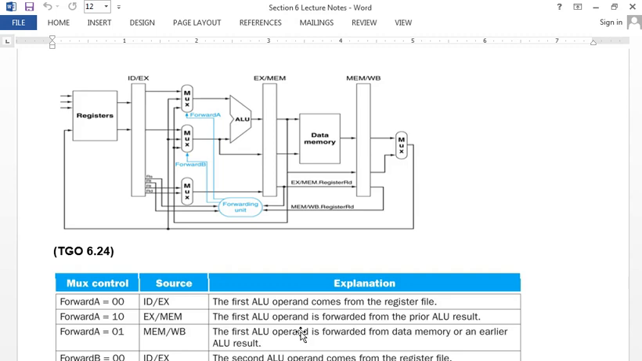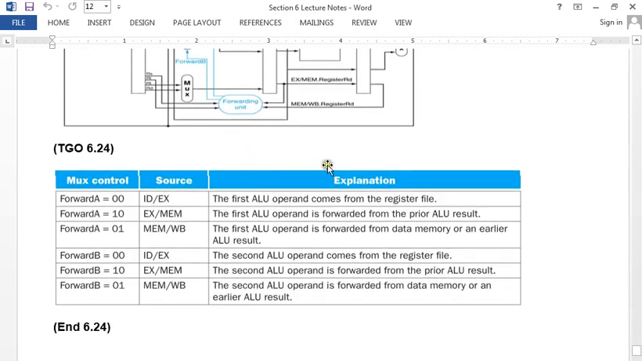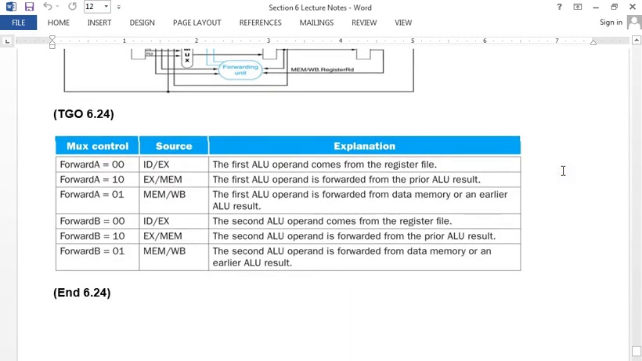And so here's how the control signals to these multiplexers are done. Forward A, if it's 0 0, the source is ID/EX. That means it's just taking it from the ALU. The first ALU operand comes from the register file. That means it's coming from read data 1.